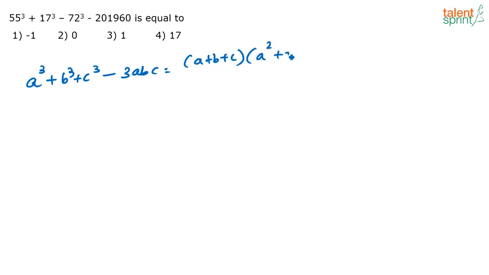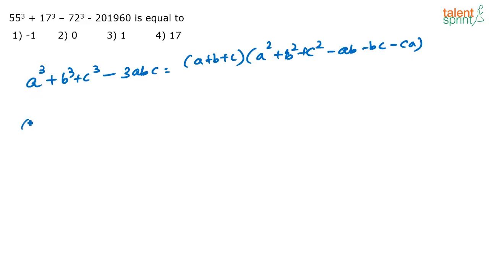Yes, 0 is your answer here. For this question, if you remember this identity: a cube plus b cube plus c cube minus 3abc is equal to (a plus b plus c) into (a squared plus b squared plus c squared minus ab minus bc minus ca). Yes, there is an identity like this.